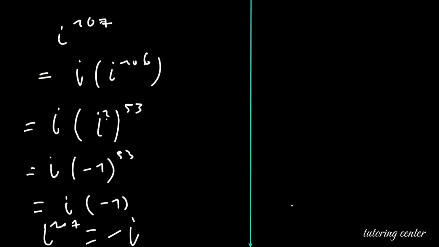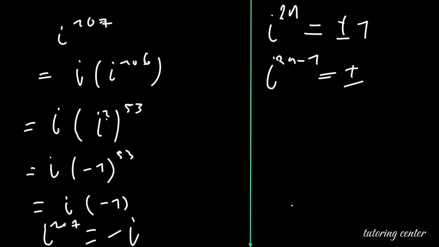With these 4 examples, you must have seen that when the index was even, that is 2n, the result was always either 1 or -1, as we earlier saw in the video. And when the index was odd, it was always either i or -i. You can do many other examples and the results will always be the same.